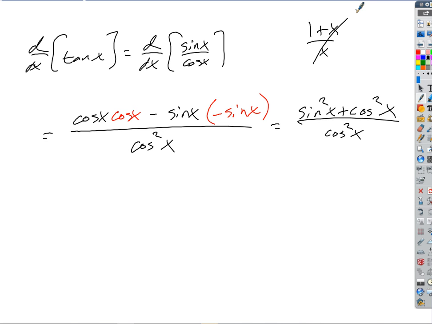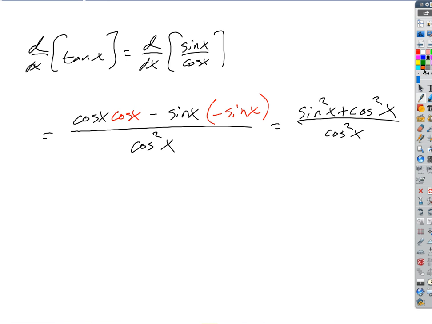Yes, sir. Could you separate them and then you get tangent squared x plus 1? You could get tangent squared x plus 1, and that's okay, but there's something better here. We can make it simpler.